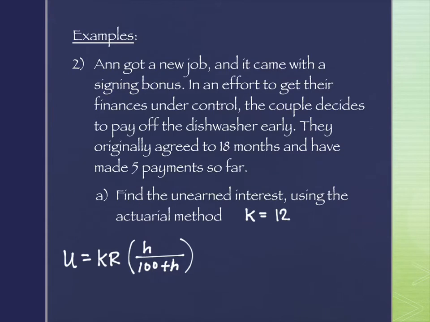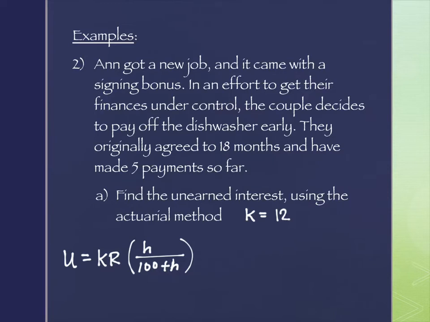Okay, so far so good? Okay. So K is the number of payments that remain after the current payment. They've already paid 5. They're about to pay 6. There was 18 to start with. So we have 18 minus our 6. There's 12 left that they will not have to pay.